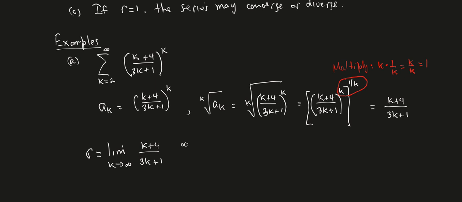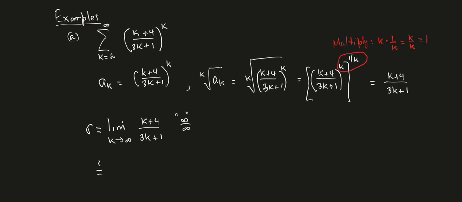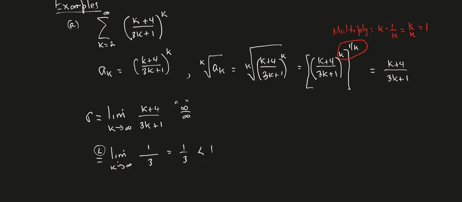And again, notice this is an infinity over infinity case, so I'm going to go ahead and apply L'Hopital's. Take the derivative of the top, that's 1. Take the derivative of the bottom, that's 3. The limit of a constant is that same constant, and that's our r. And right away we can see that this is less than 1. So the root test tells me that since our r is less than 1, this series has to converge.